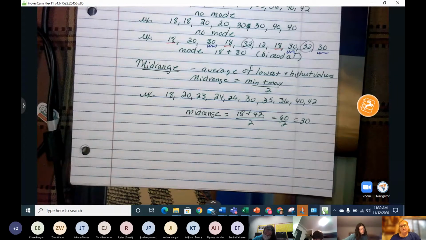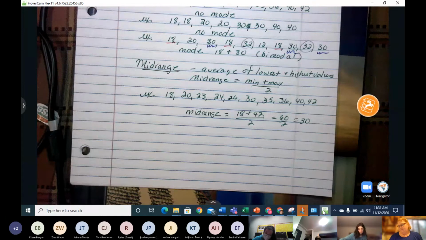How do you know when to use which? If you want all the data calculated, you want to use the mean. If you want a balance point for the middle, you're going to use the median. If you want a quick estimate, that would be the mid-range. If you wanted to know what value was typical, you would use the mode.